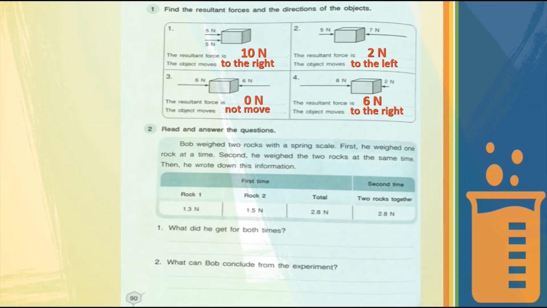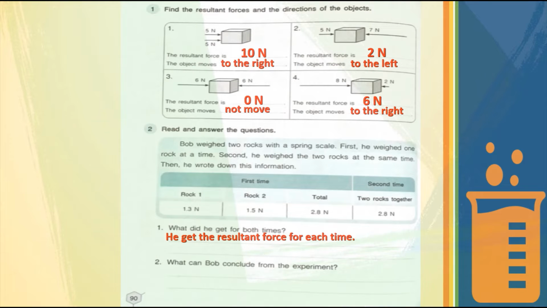Very good. Now, for number 2, Bob weighed 2 rocks with a spring scale. First, he weighed 1 rock at a time. Second, he weighed 2 rocks at the same time. Then he wrote down this information. Rock 1, 1.3 Newton. Rock 2, 1.5 Newton. The second time, he put the 2 rocks together and the weight is 2.8 Newton. So, what did he get for both times? Okay, for both times, he got the resultant force.